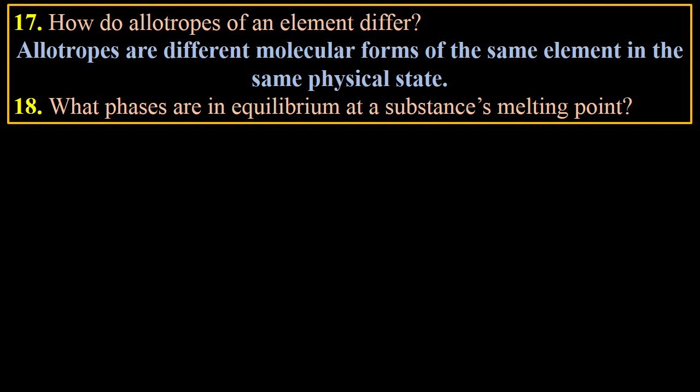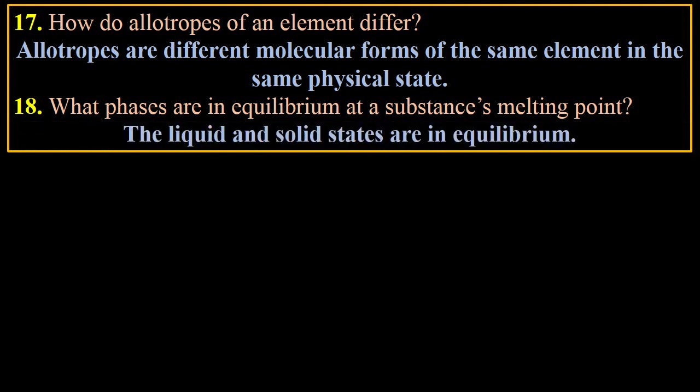What phases are in equilibrium at a substance's melting point? At the melting point, what phases? So it would be a liquid and solid. I hope that's pretty elementary, that you should know that. Pretty cold, no pun intended.